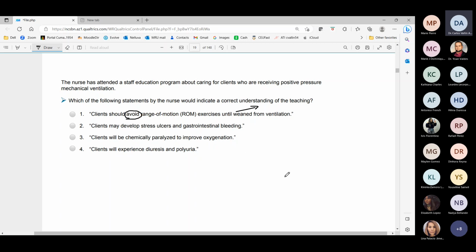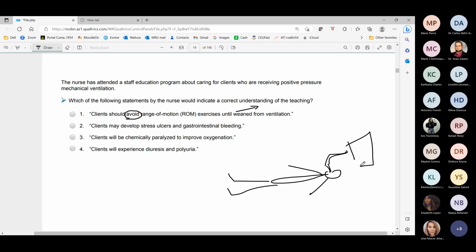So I don't agree. Meanwhile, those clients are probably going to be sedated, on bed, and they are sedated because they are on mechanical ventilation. We need to keep the joints, the muscles and the tendons as preserved as possible. So you need to be very careful when changing the position of this client. The presence of a tube doesn't contraindicate changing position.